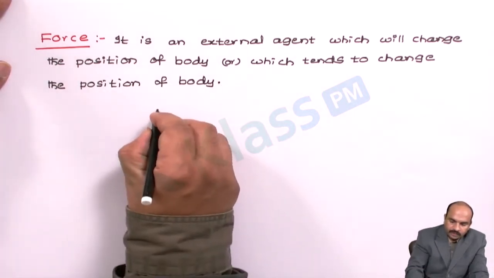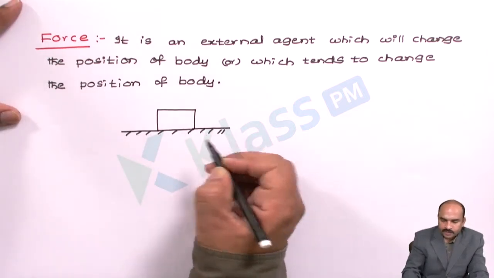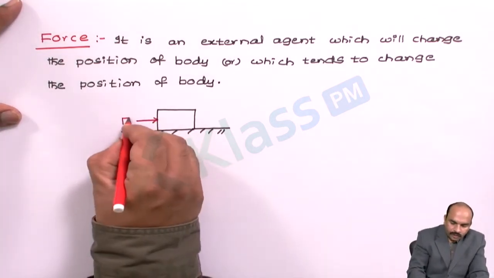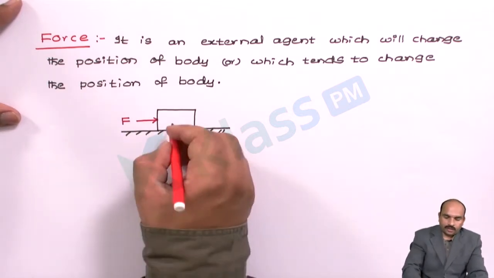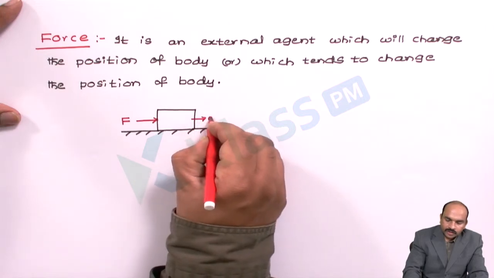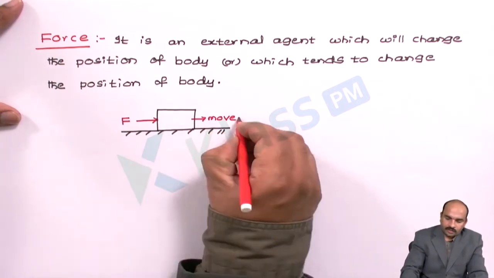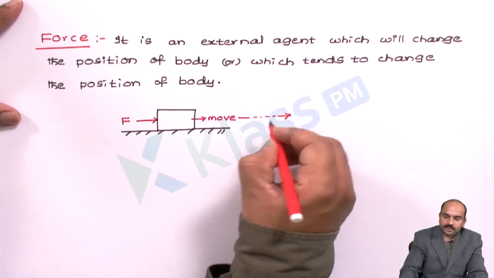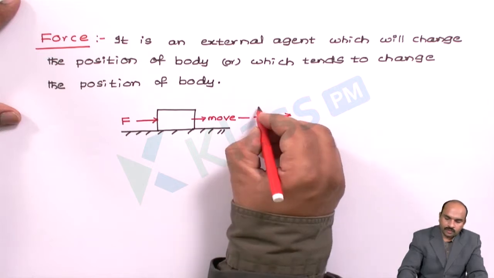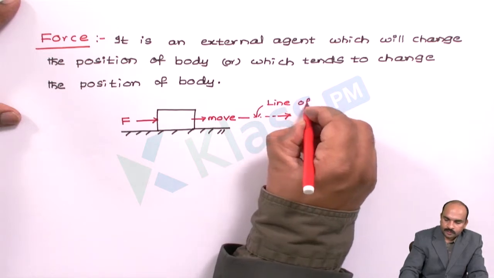Let's take an object which is resting on a fixed surface, let us say. Now when I apply some force, F is a force applied on this object, then this body will try to move in this direction. When this body is moving like this, that line we call the line of action of that force. So this is the line of action of force.